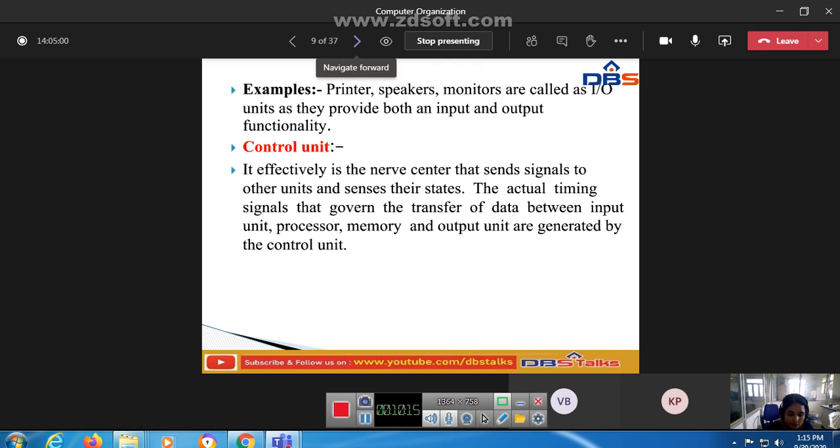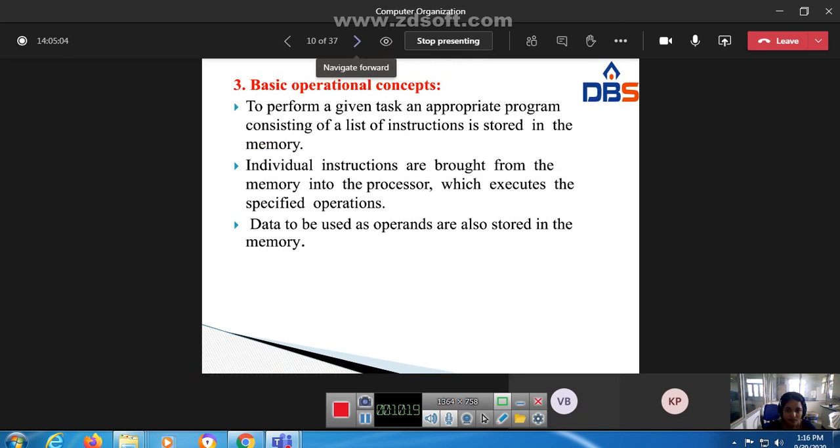Next, coming to basic operational concepts. What is meant by basic operational concepts? It performs the given task. An appropriate program consisting of a list of instructions is stored in the memory. Individual instructions are brought from the memory into the processor, which executes the specified operations. Data to be used as operands are also stored in the memory.